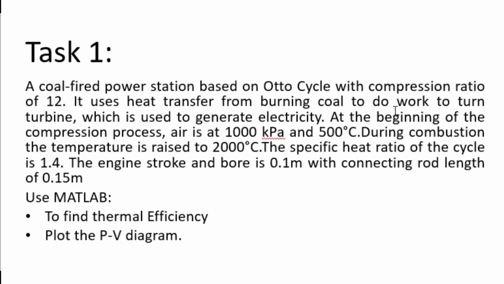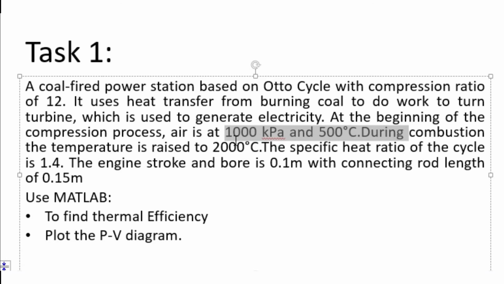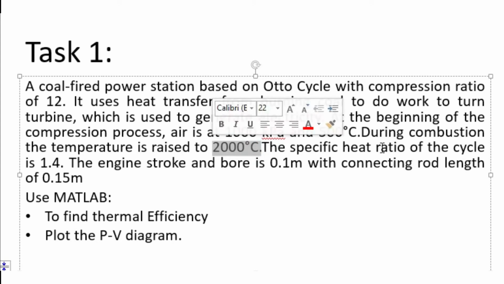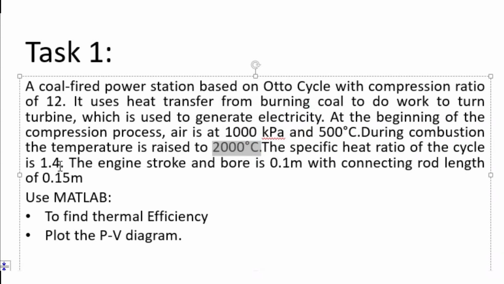At the beginning of the compression process, air is at 1000 kilopascal and 500 degrees centigrade. So here you can see that P1 and T1 both are given. Then during the combustion the temperature is raised to 200 degrees centigrade. It means that T3 is also given here. The specific heat ratio of the cycle, that is gamma, is also given, and then the engine parameters, that is stroke, bore and connecting rod length values are also given. Now students, we have to find out the thermal efficiency and we have to plot the PV diagram on MATLAB.